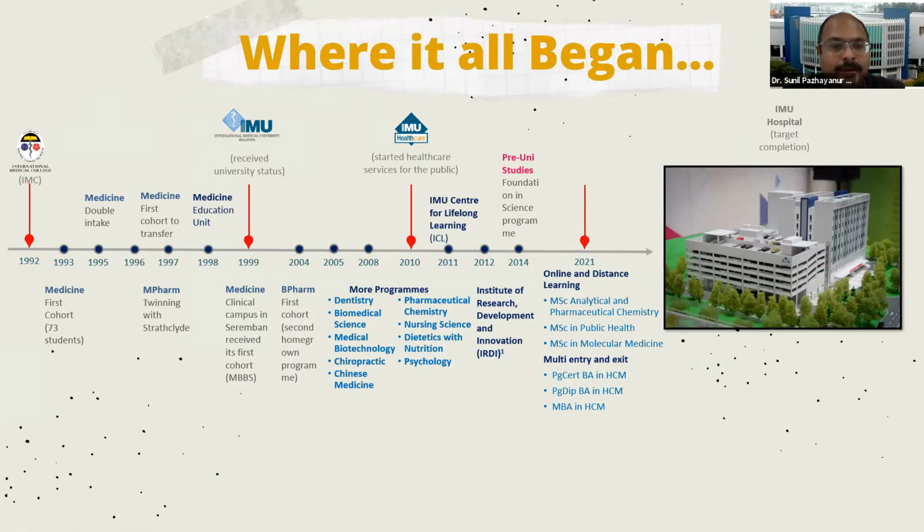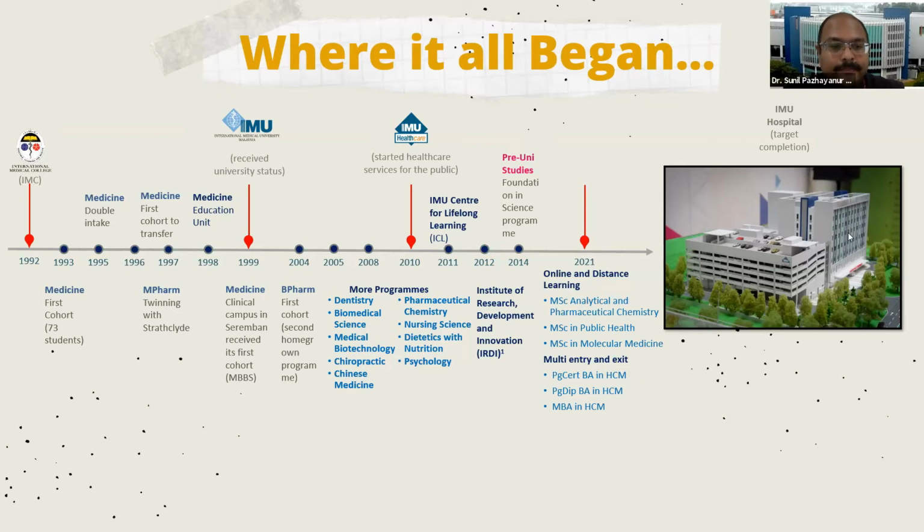The medicine program launched in 1992, and we started our clinical campus in the year 1999. And you can see as the years rolled on, more and more programs were launched in IMU. All these are health profession related programs. We've established a number of centers along the way. We had the medical education unit established in 1998. The IMU Center for Lifelong Learning was established in 2011. We also started healthcare services for the public in 2010. And in 2014, we launched our pre-university studies with the launch of the Foundation in Science program. We've launched a number of online and distance learning courses, as you can see there as well. And come next year, we should have our IMU hospital completed as well.